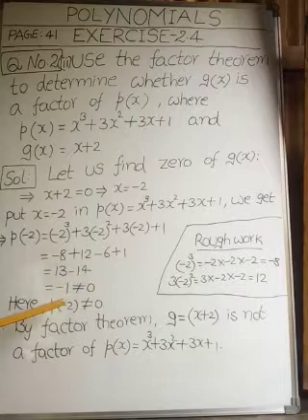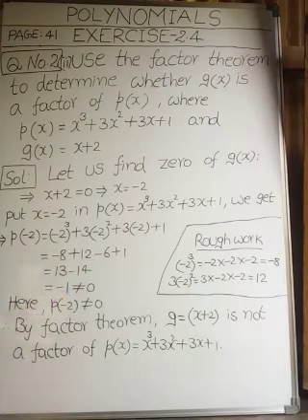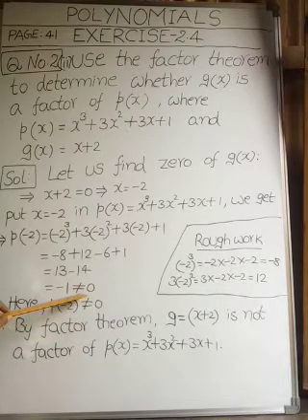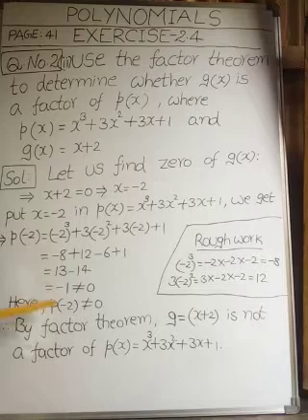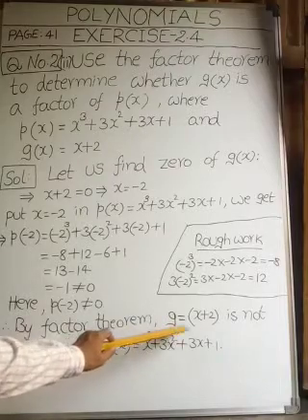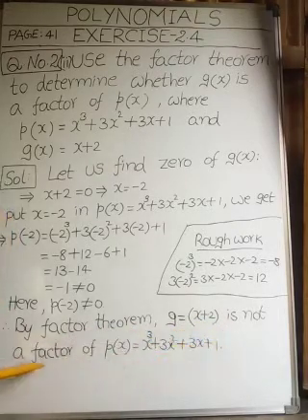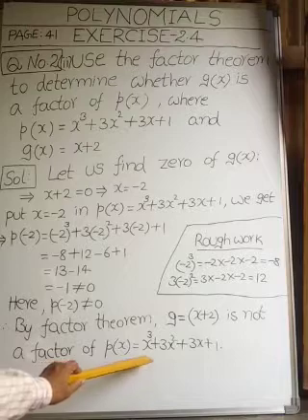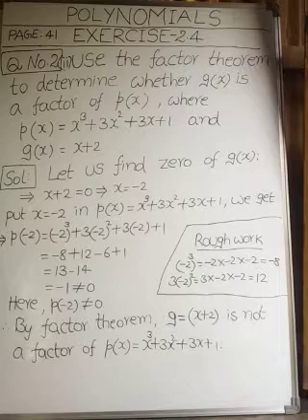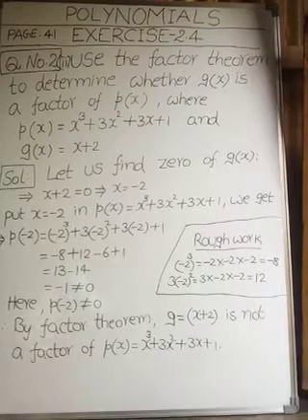What will you get? Minus 1. Is it a 0? No, it is not equal to 0. Here we got p of minus 2 is not a 0. So it means you are not getting remainder 0. Therefore, by the factor theorem, g of x equal to x plus 2 is not a factor of p of x, that is equal to x cube plus 3x square plus 3x plus 1. Understood, my dear children? Right.